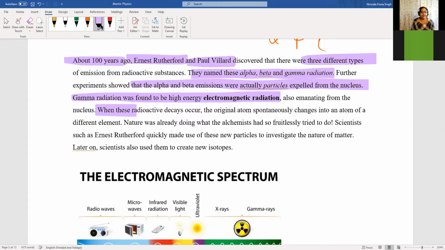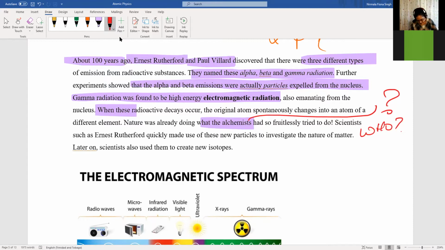When radioactive decay occurs, the original atom spontaneously changes into an atom of a different element. Nature was already doing what alchemists had so fruitlessly tried to do. Have you all ever heard of what an alchemist is? Do you all know what these people tried to do? Anyone? Nobody. All right, that's fine.